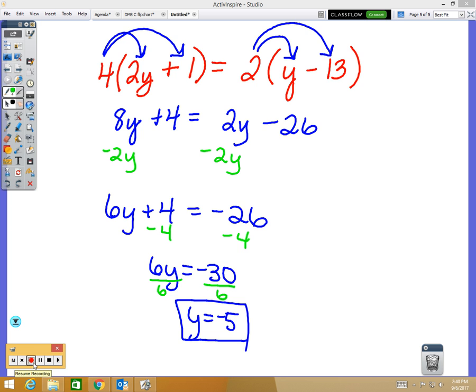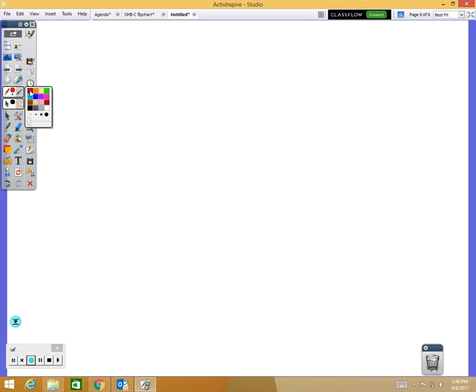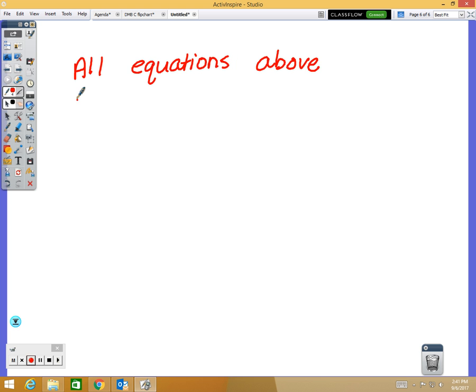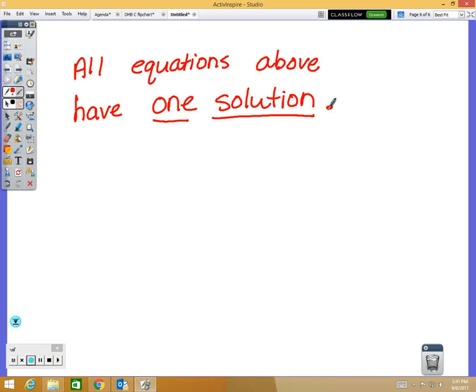All equations that we've worked with so far have had one solution. We're getting ready to see some equations that have either no solution or infinite solutions. Okay? So there's really 3 options. One solution, no solution, or all solutions, infinite solutions.